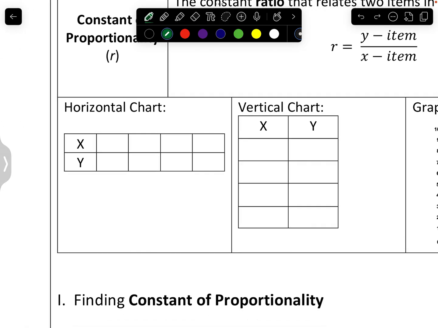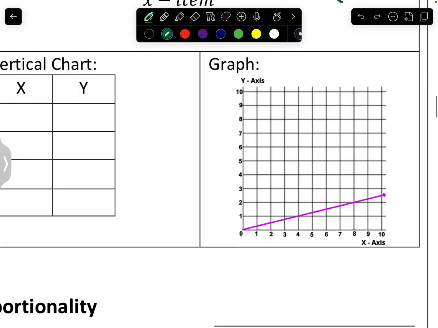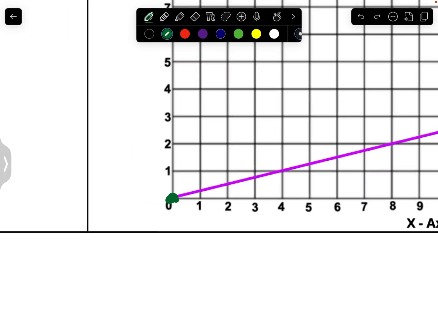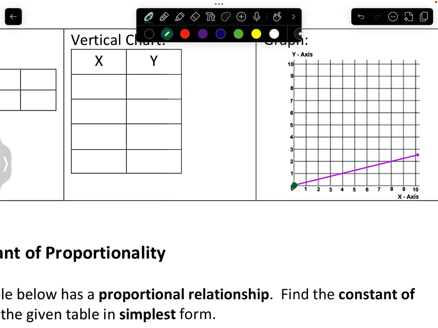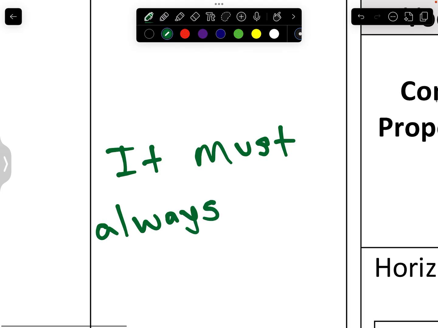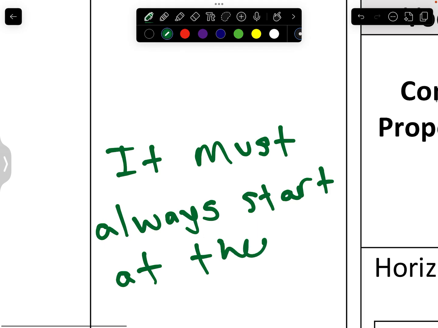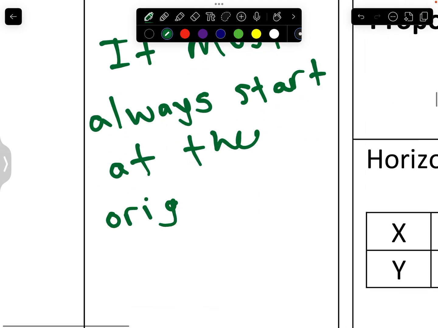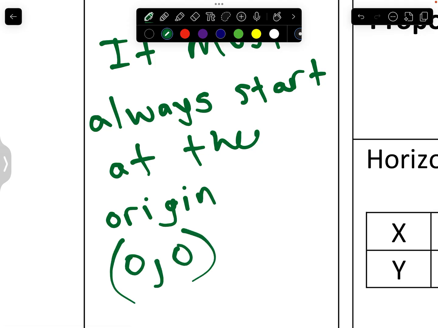Now, there's two charts. We got a horizontal chart. We got a vertical chart. Horizontal's left and right. Vertical's up and down. But no matter what, just like the alphabet, x will come before y. So we go over here. And hey, look. Here, let's make a note here. It must always start at the origin. If you don't know what the origin is, it's at 0, 0. Okay?